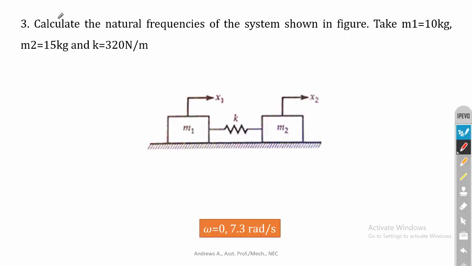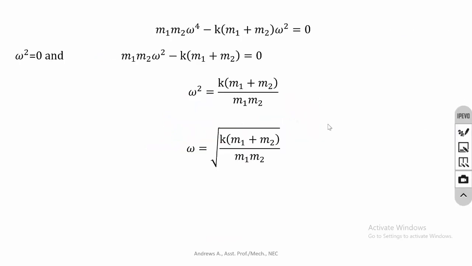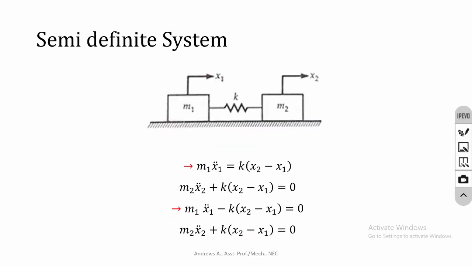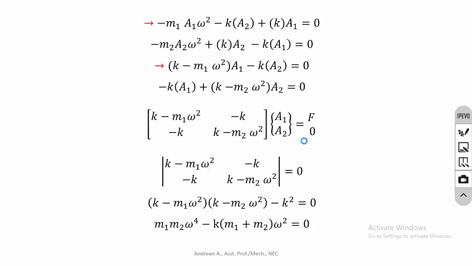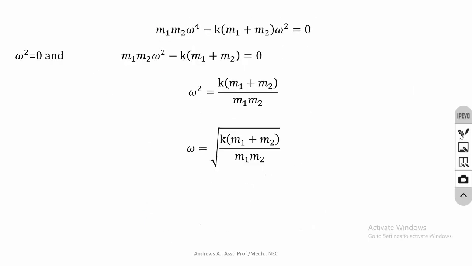The tutorial problem: calculate the natural frequencies of the system shown in the figure. Take M1 is equal to 10 kg, M2 is equal to 15 kg, and K is equal to 320 Newton per meter. So this is a semi-definite system. Okay. So in this, one of the natural frequencies will be 0. So you have to follow the same procedure like your previous problem. So write the equation of motion, then substitute for a simple harmonic motion, then calculate the natural frequency. So use the same procedure up to this.